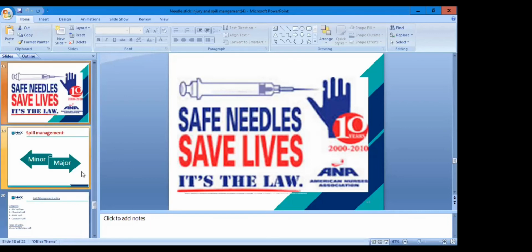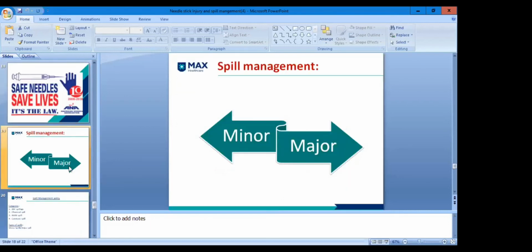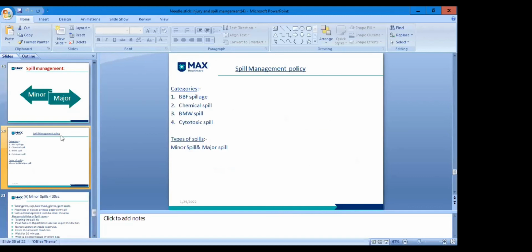Then there was a spill management system, and there are two types of spill management, minor and major. The categories we define for the spill management policy are blood and body fluid spillage, chemical spillage, biomedical spillage, and cytotoxic spillage. We classify only blood and body fluid spillage into minor and major spillage. The other spills, chemical, biomedical, and cytotoxic, go essentially into major spills.